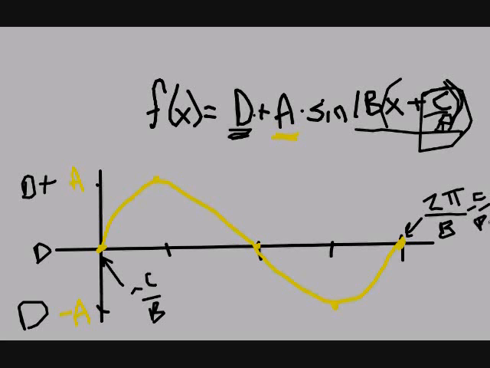And this is true for sine, this is true for cosine. It's a little bit trickier with tangent, but I'm sure you can figure that out. Again, feel free to rewind the video and take a look at what I was saying here. So the general form of a trig function like this that's been transferred is f of x is equal to d plus a times sine of b times x plus c.